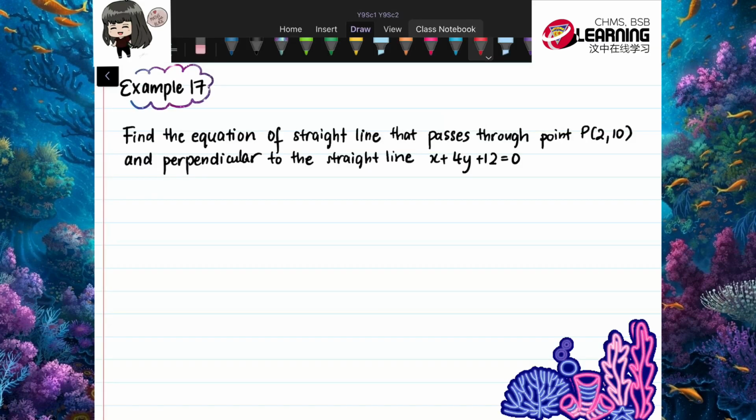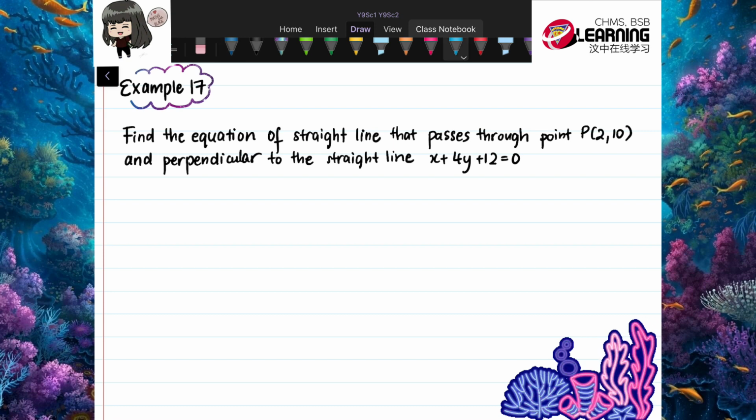So now let's look at example 17. Find the equation of the straight line that passes through point P, with coordinates 2, 10, and is perpendicular to the straight line. If you find this one sentence very long, it's very annoying, so you break it down into parts. When you read the questions, you read part by part.